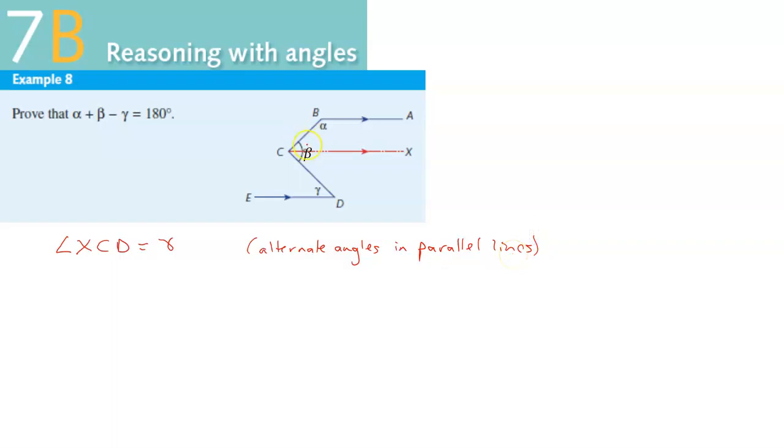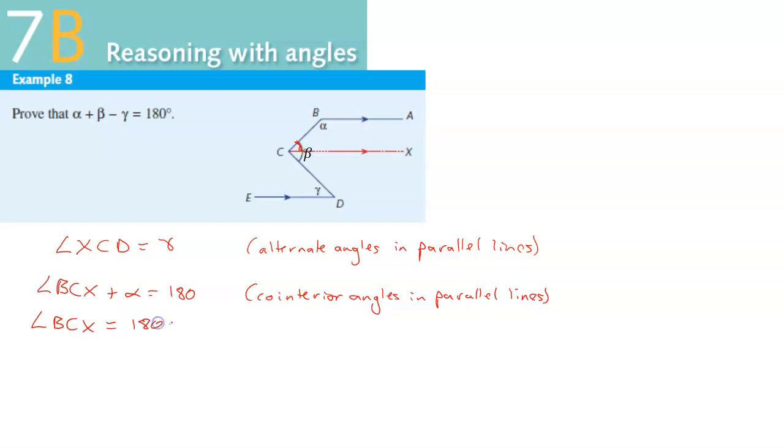Here, angle BCX plus alpha equals 180 degrees. So here and here, because they're co-interior. Remember, co-interior angles are supplementary. So I can say that angle BCX is 180 subtract alpha.